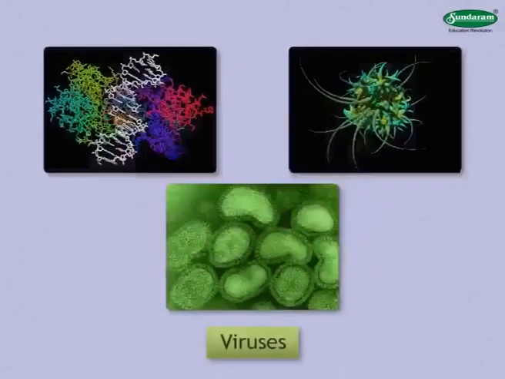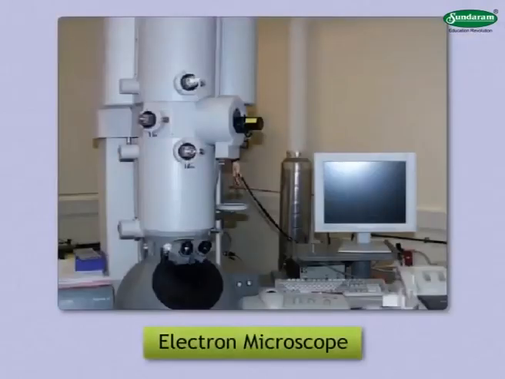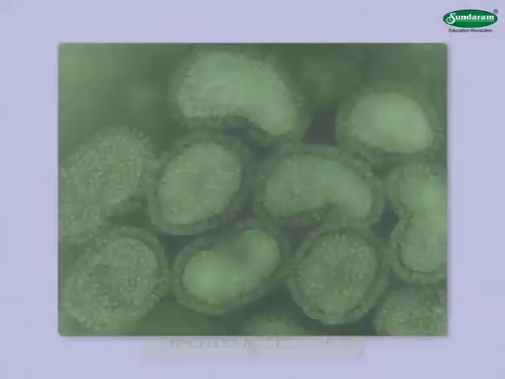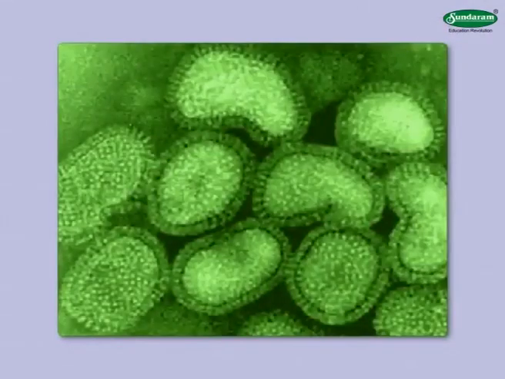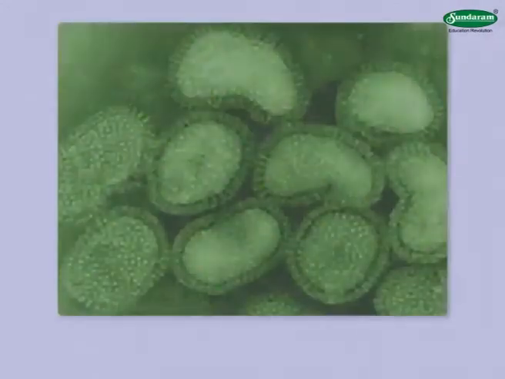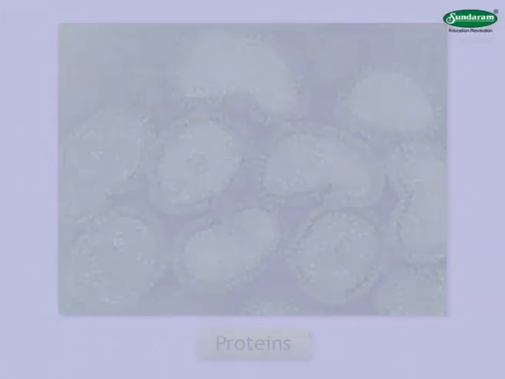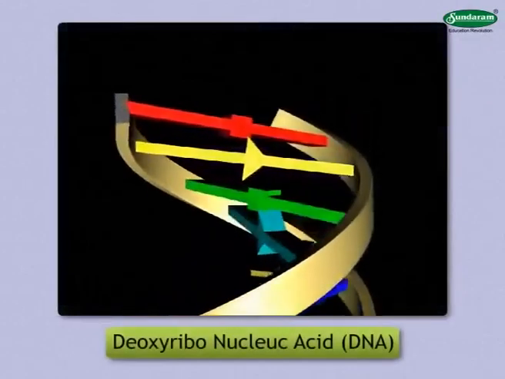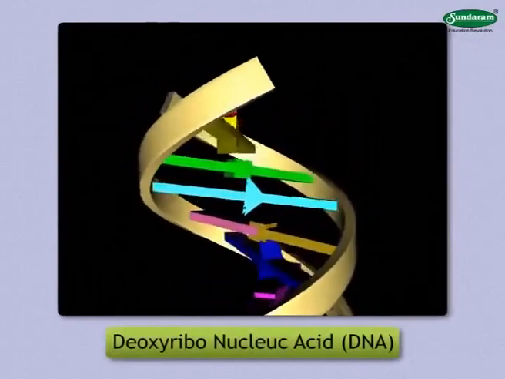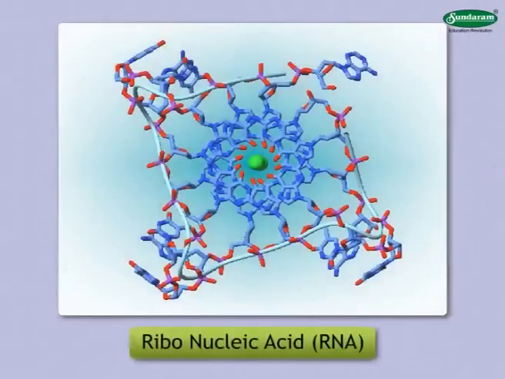It became possible to study viruses only because of the help of electron microscope. A virus has a simple structure without cytoplasm or organelles. It has a covering of proteins. It contains deoxyribonucleic acid, that is DNA, or ribonucleic acid, that is RNA.